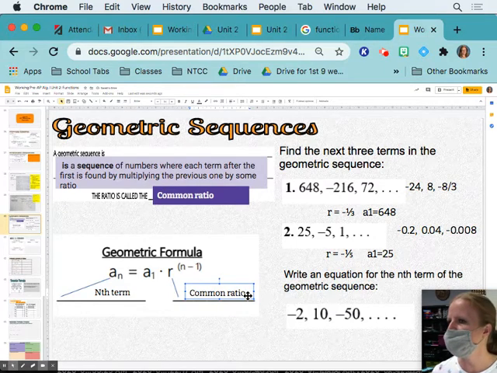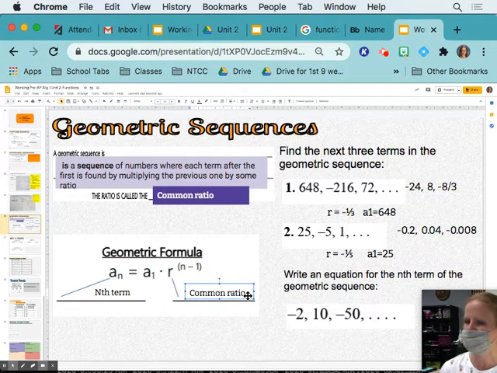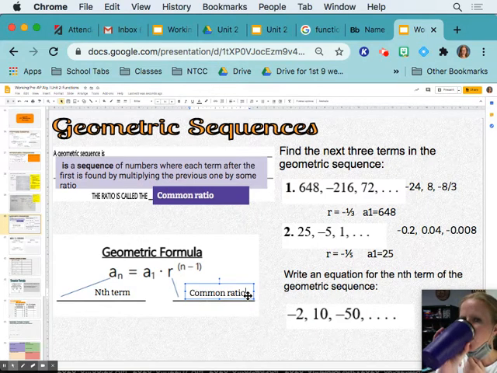When we had arithmetic sequences, it was the common difference. But this is a ratio because you're multiplying. Difference, you're adding or subtracting, depending on if it's positive or negative.